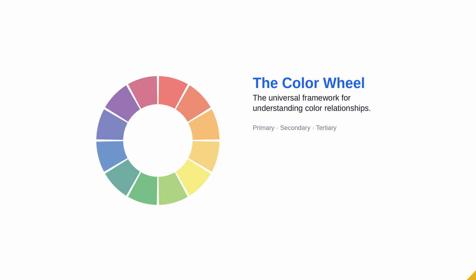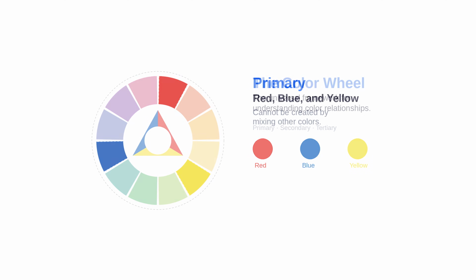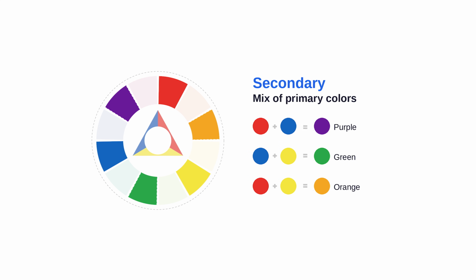So let's start with the foundation, the color wheel. Your primary colors are red, blue, and yellow. These colors just exist. They cannot be created by mixing other colors. Your secondary colors, however, those are created by mixing your primary colors. So red and blue equals purple. Blue and yellow equals green. Red and yellow equals orange. Well, why does this matter to you now?